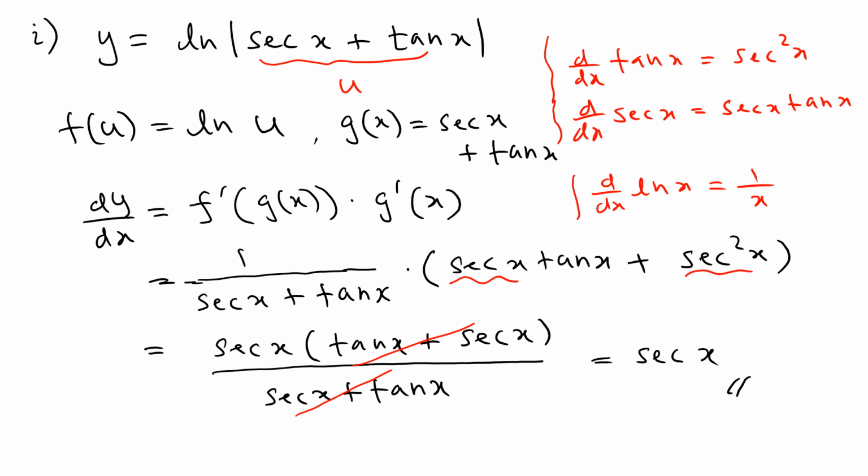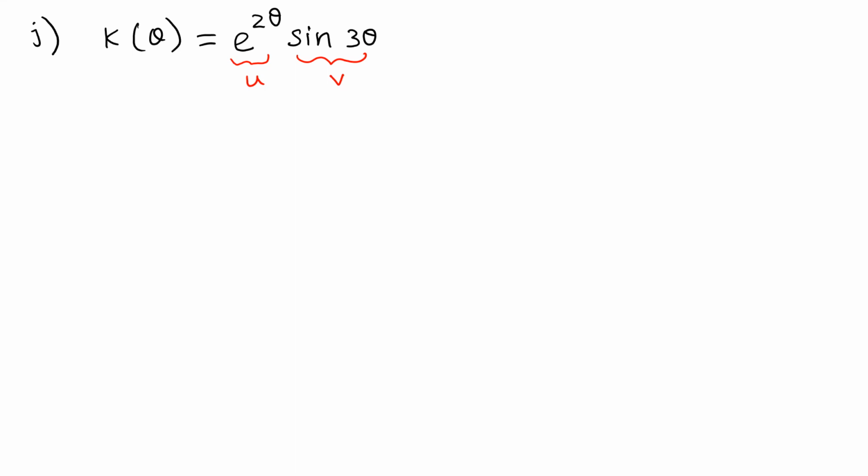Okay, so let's look at just two little complicated ones now. How about this? As the next example, let's look at k theta equal e to the 2 theta sine 3 theta. So you can see this is a product problem. So it's a u and v. So it's a product problem, and we know the derivative of uv is uv prime plus vu prime. uv prime plus vu prime is a plus sign.